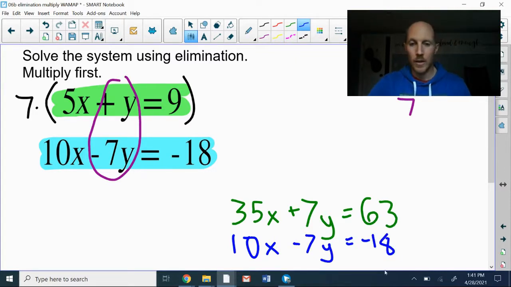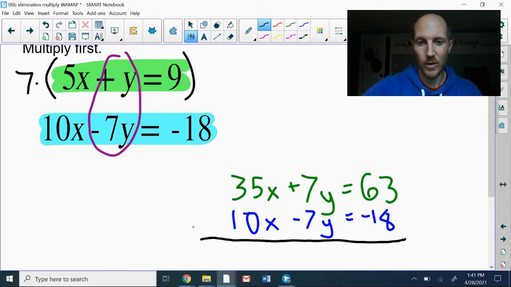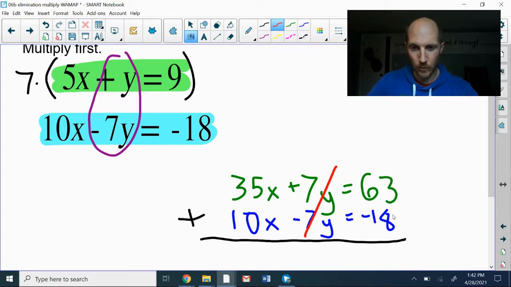Now that we've chosen to work with the y coefficients, possibly if we'd chosen to go with the x coefficients, we'd have smaller numbers because we'd be multiplying by 2 rather than 7. That might make it easier to work with, but now we're already committed. So am I adding or subtracting this time? I want those y coefficients to cancel. I got +7y in green. I got -7y in blue. So we're going to add to get elimination. +7y, -7y, those are going to eliminate.